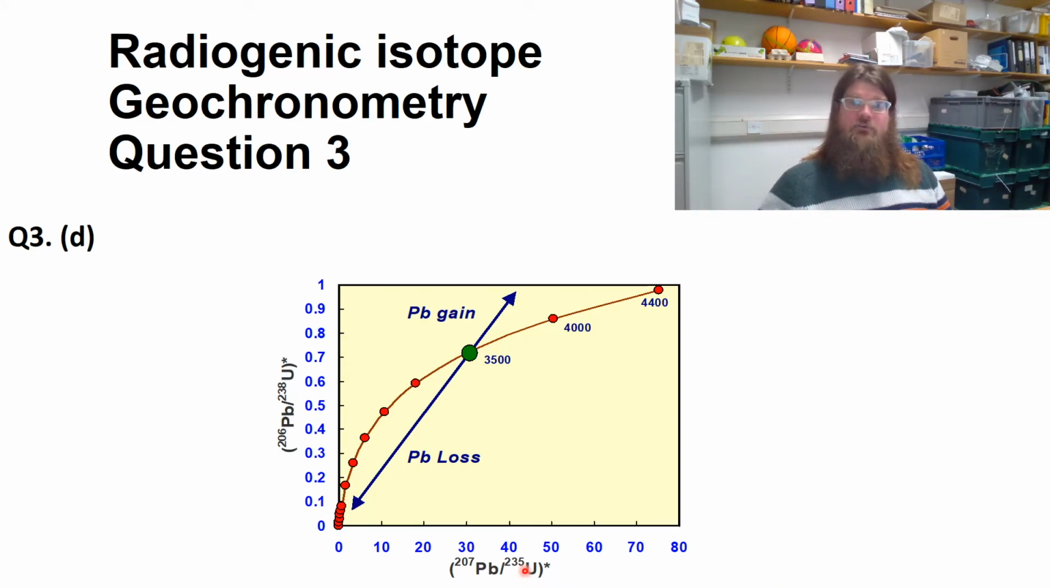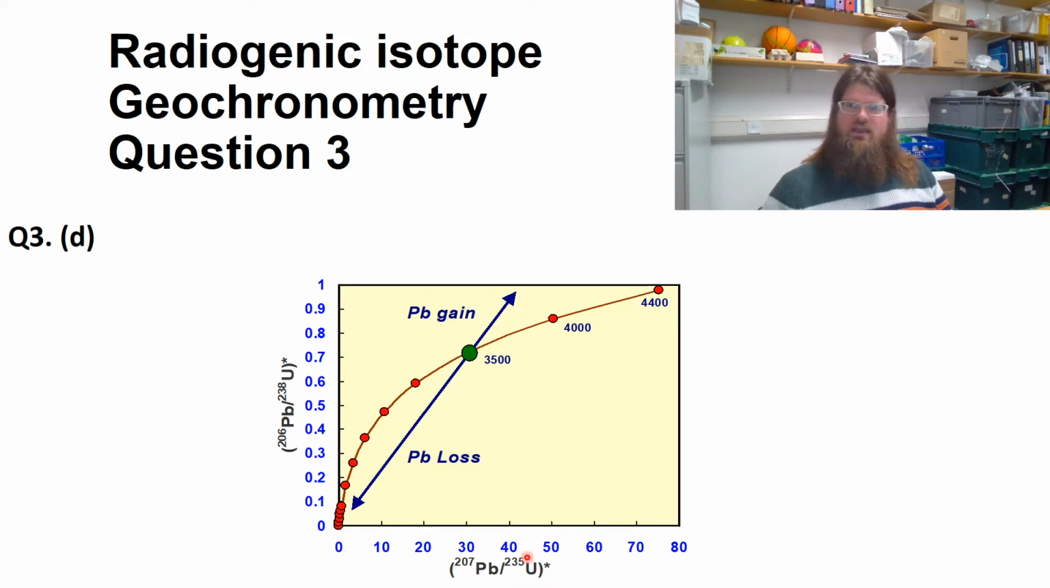Now, if a sample formed initially with no lead in it, lots and lots of uranium, then these ratios would be very, very low. So we'd start out somewhere near the origin of the graph, because the mineral would form with uranium in it, but no daughter isotopes. And then over time, as this sample gets progressively older, it will follow this red curve, which is the Concordia, which is dependent on the rates of decay only of uranium-238 and uranium-235.